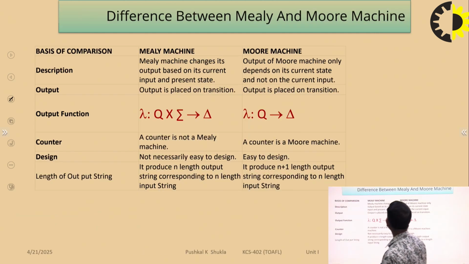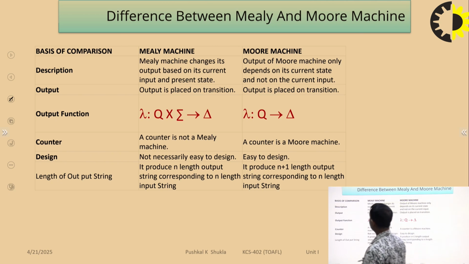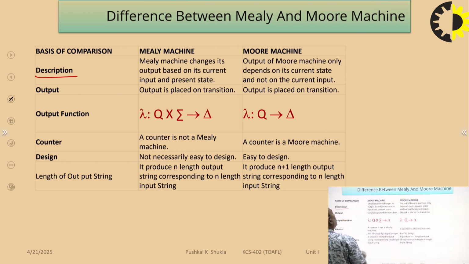So, the difference between a Mealy and a Moore machine. The basis of comparison is description. A Mealy machine changes its output based on its current input and the present state. So here the output is associated with the present state and the current input. Output is placed on the transition.